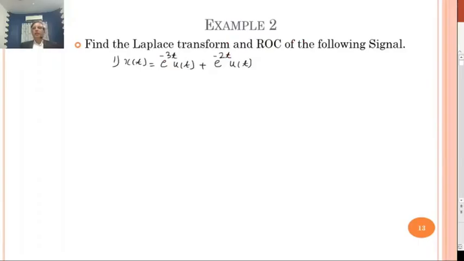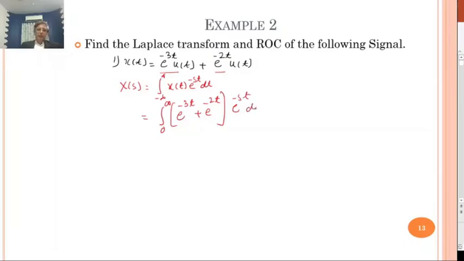Now find the Laplace transform and the ROC of this following signal. Now here the two signals are added. As we know both signals here are causal sequences. Hence we directly write x of s equal to minus infinity to plus infinity x of t e raised to minus st dt. Now here both are causal, means this limit changes from 0 to infinity, and add these two signals, e raised to minus 3t plus e raised to minus 2t, into e raised to minus st dt.